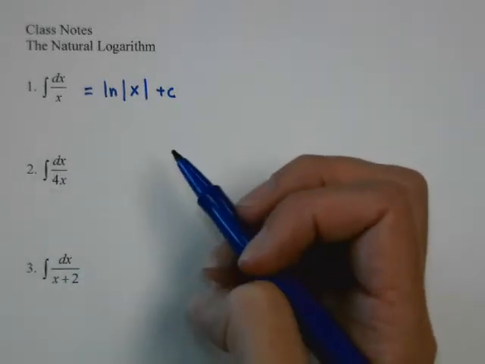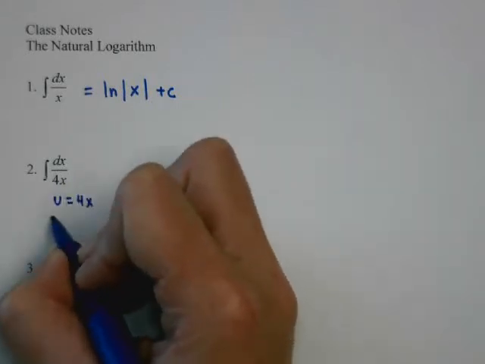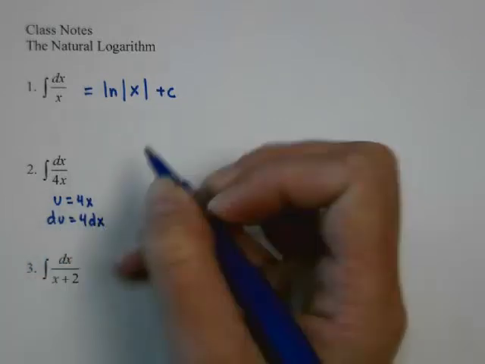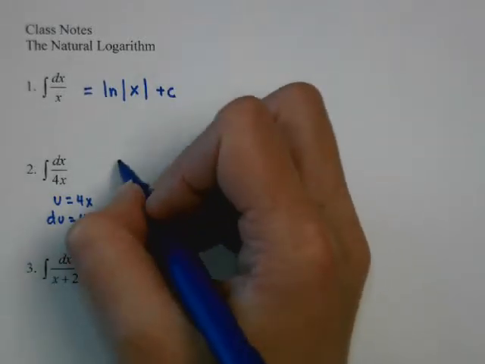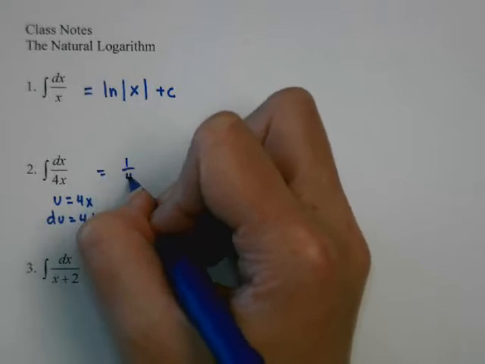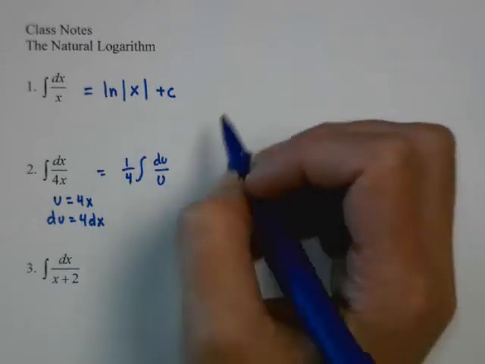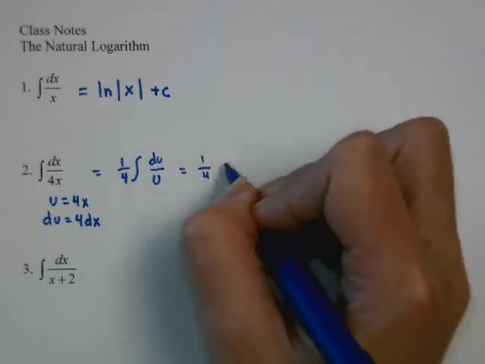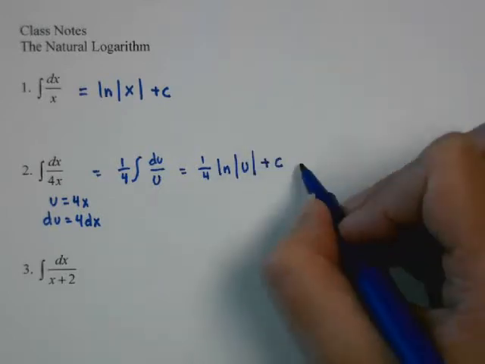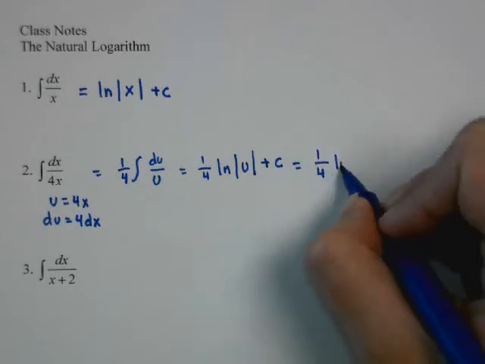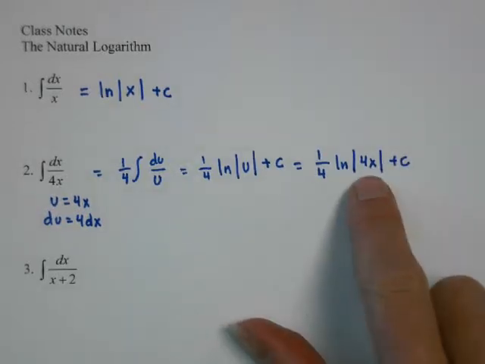For this one, you could do a u substitution if you want. Make it u equals 4x, which means du is 4 dx. So that means we need to undo that. So we'd have 1/4 times the integral of du over u, which would be 1/4 natural log absolute value of u plus c, which is 1/4 times the natural log of 4x plus c.